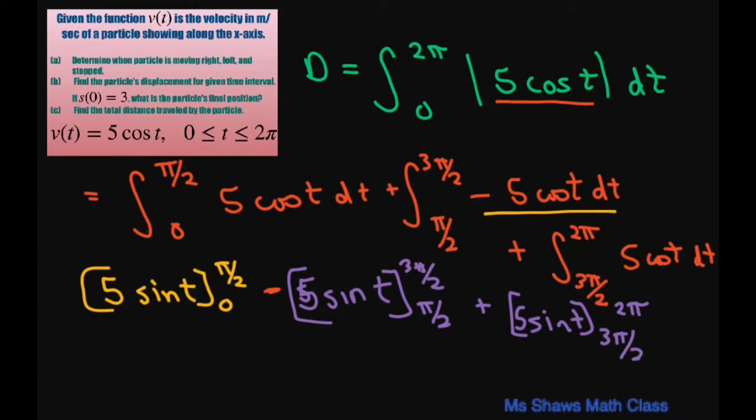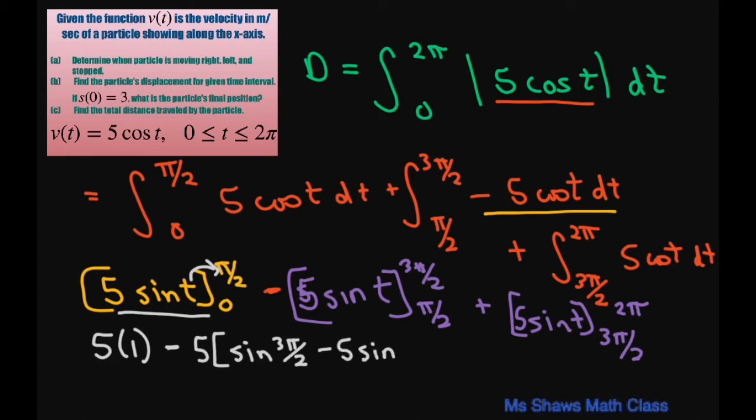For this piece, sine of pi divided by 2 is 1, so that's going to be 5 times 1, and when you plug in 0, you get 0. So for this piece, we're going to get 5. Then it's going to be minus 5 times sine of 3 pi divided by 2, minus 5 times sine of pi divided by 2. And this piece here is just going to be plus 5 sine of 2 pi minus 5 sine of 3 pi divided by 2.